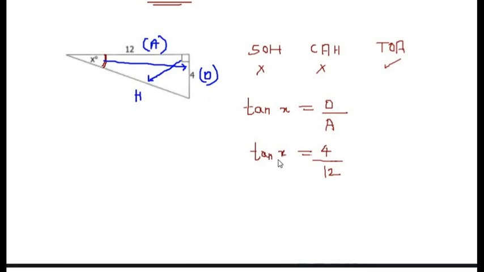Now to find the angle x, we take the tan on the other side, so it becomes tan inverse or arctan. So tan inverse of 4 over 12. Let us find it out in a calculator. How much is tan inverse of 4 over 12?